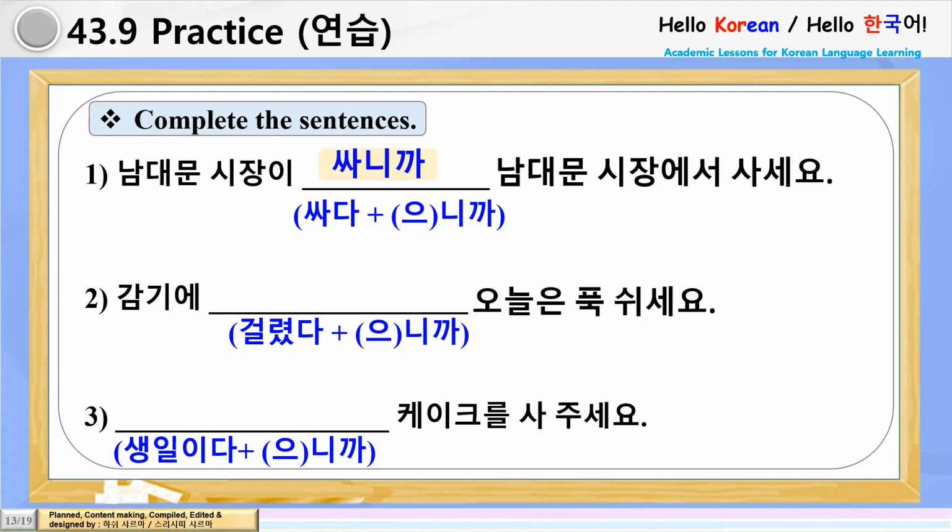In number 2, khamgi e. Khamgi meaning is cold. Kholyokta, past tense form is there, plus unika. Khamgi e kholyosunika. Onaran phuk shuseyo.